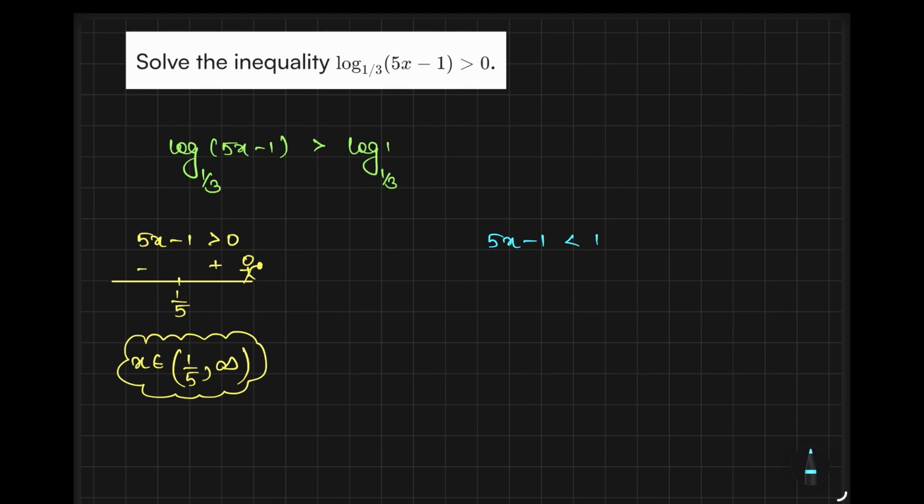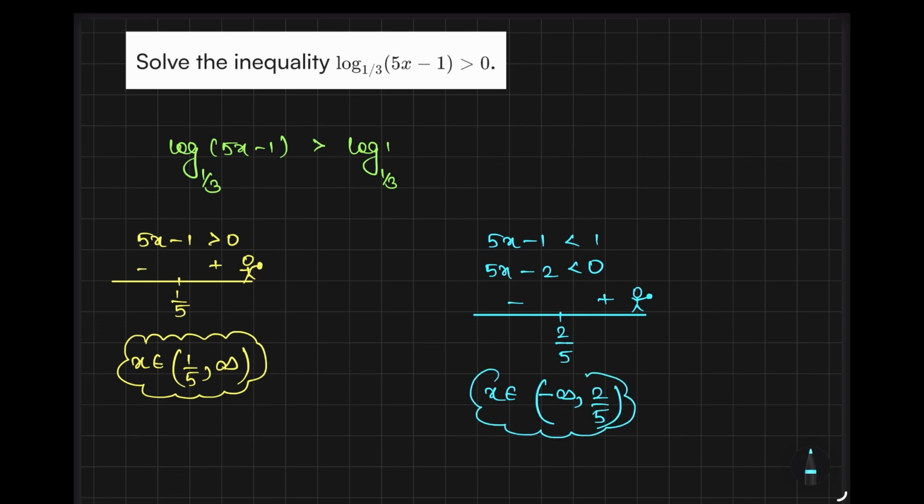So it is 5x minus 1 less than 1. Put everything on one side. So it is 5x minus 2 less than 0. Now again plot them on the number line. So it is 2 by 5, with plus and minus signs. And this time we have to consider the negative room. So x belongs to minus infinity to 2 by 5. So this is what we got by solving the inequality, and this is what we got by solving the domain.